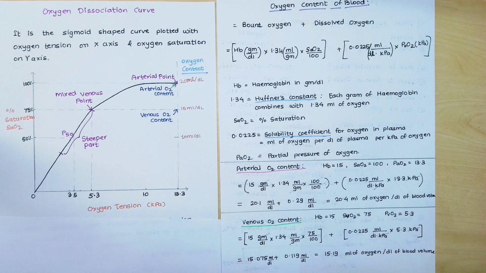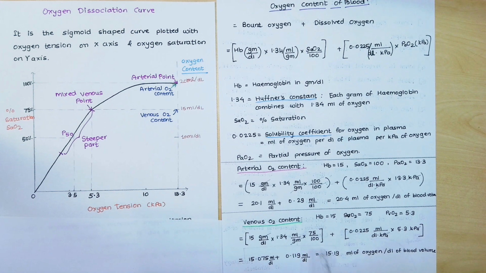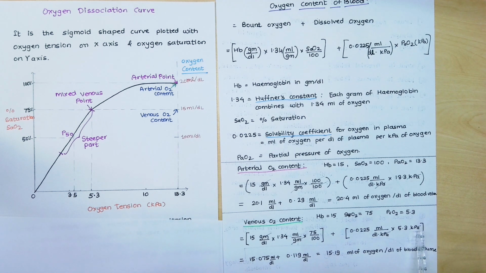Now we'll calculate venous oxygen content with the values of hemoglobin of 15 gram per deciliter, venous oxygen saturation of 75%, and partial pressure of oxygen in venous blood as 5.3 kilopascal. Substituting these values in the formula: hemoglobin of 15 gram per deciliter times 1.34 mL per gram of hemoglobin times 75 divided by 100, plus oxygen dissolved in plasma given as 0.0225 mL per deciliter per kilopascal of oxygen times 5.3 kilopascal.